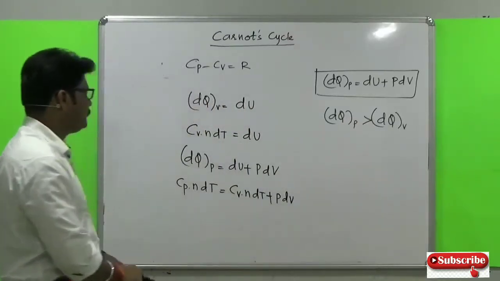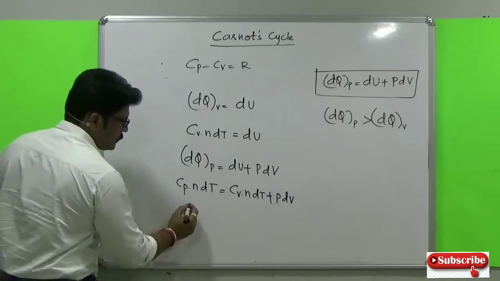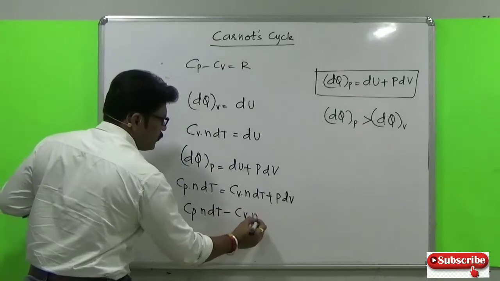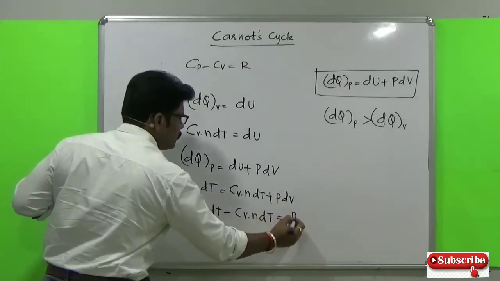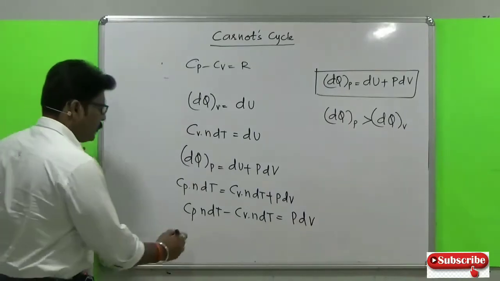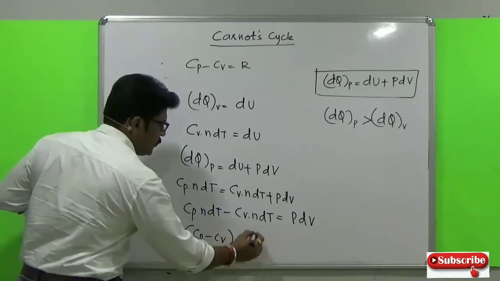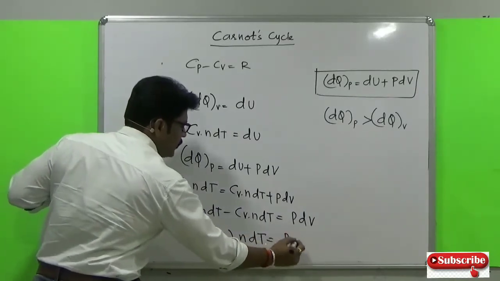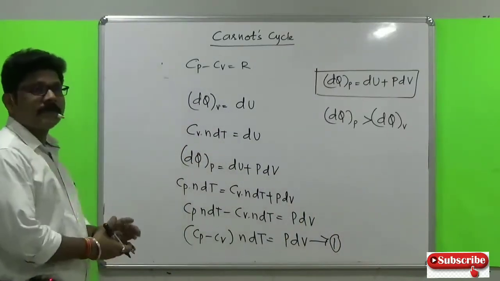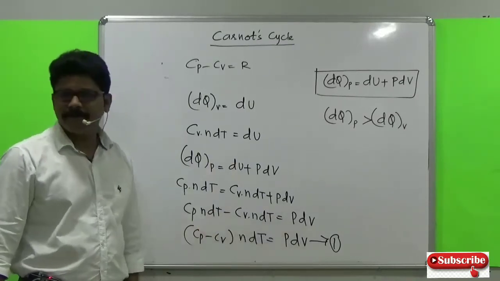क्या होगा? Cp into n into dt. We take this to the step. Cp into n into dt minus Cv into n into dt is equals to p into dv. अब n into dt को कॉमन निकालो. So Cp minus Cv into n into dt equals to p into dv. ये तो इक्वेशन नंबर 1 लगा. Right? Cp minus Cv n into dt, p into dv.